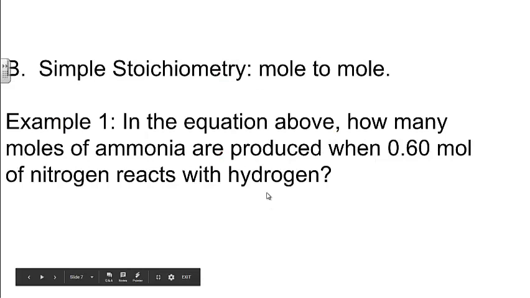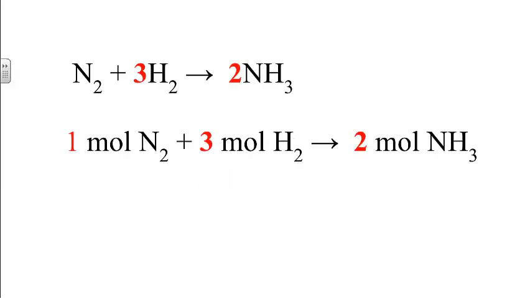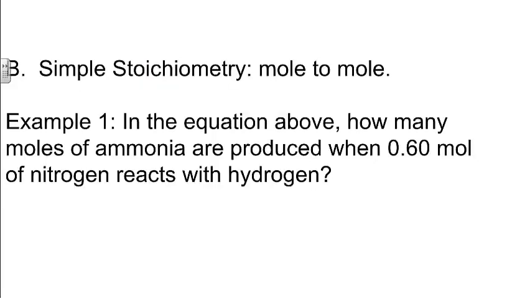Okay, so we're going to do some simple stoichiometry, just going from mole to mole. So if you think about going from mole to mole, what you want to think about is that those ratios are based on the coefficients. So in this first example, it says in the equation above, which is the one we just did, how many moles of ammonia are produced when 0.6 moles of nitrogen reacts with hydrogen?